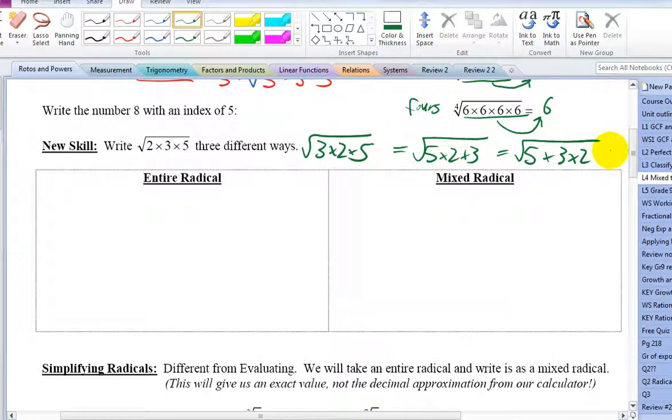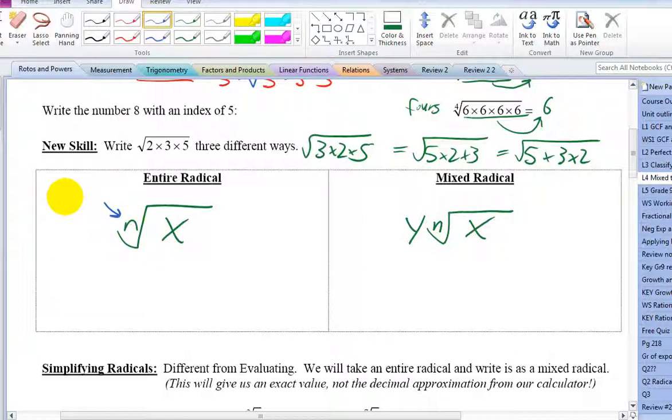Good. Now, what we can also do is write this as an entire radical. Sorry, an entire radical. Do you guys know what that is? That's when we have this. Whoops. Usually we use the letter n square root x. Okay. Good. As a mixed radical, we usually have a letter out front. Notice how the n goes inside the check mark. Okay. So just to review our vocab, the n is the index, the x is the radicand.